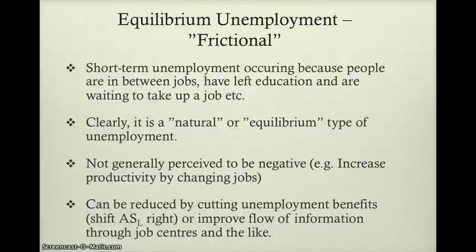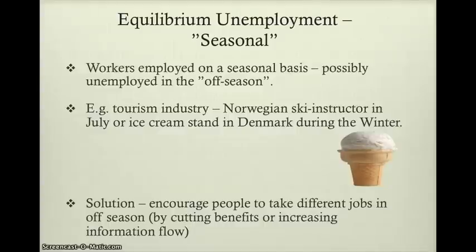If, however, it's perceived to be a problem, it can be reduced by, for example, cutting unemployment benefits, as this might make people more willing to work and therefore will shift the aggregate supply of labor to the right. Or you could improve the flow of information through, for example, job centers and the like, which might help people find their available jobs.